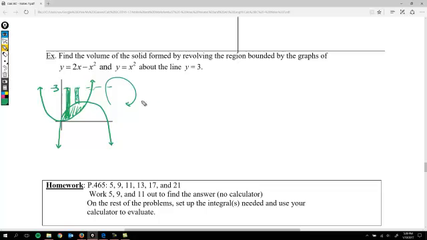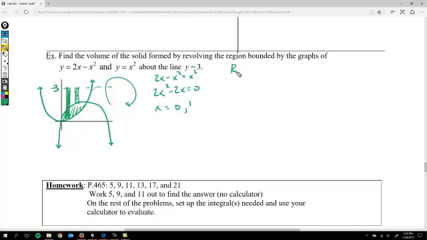Right, so same deal. This time I have to find my intersection points first. So I have to set my two equations equal to each other because I need to know the bounds of my integral. Right, and so if you solve this out, we end up getting that x is 0 and 1.